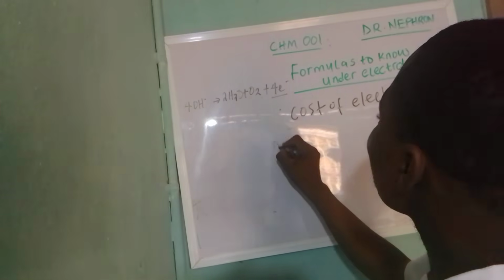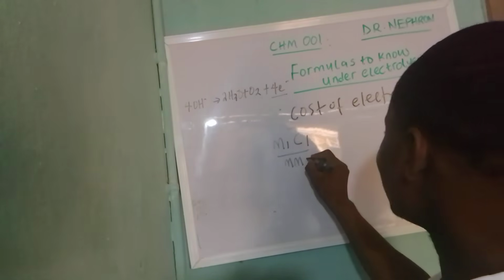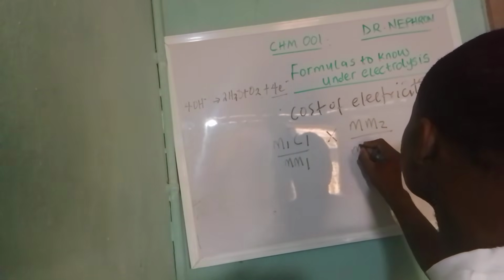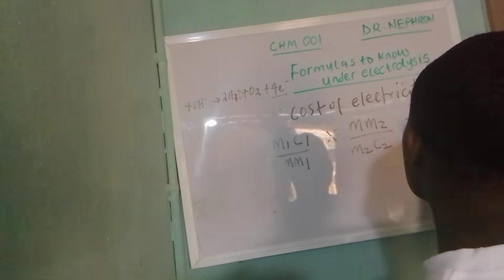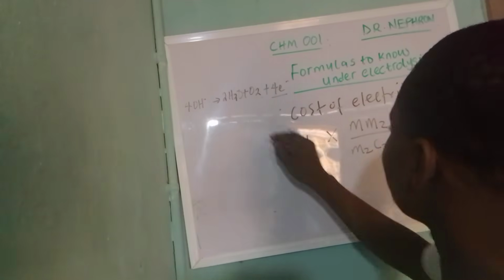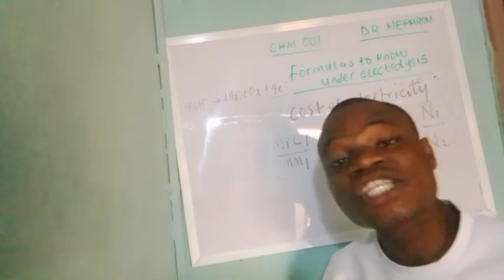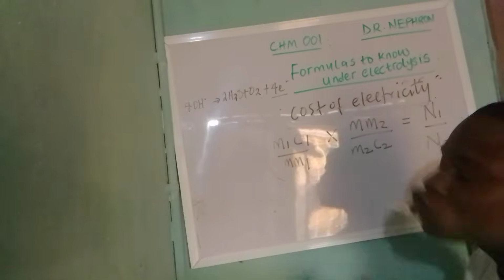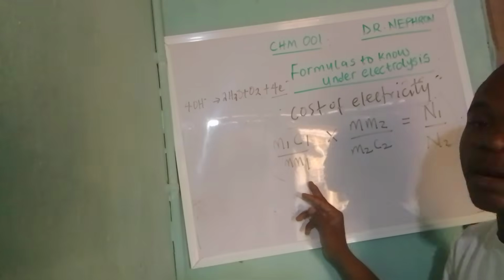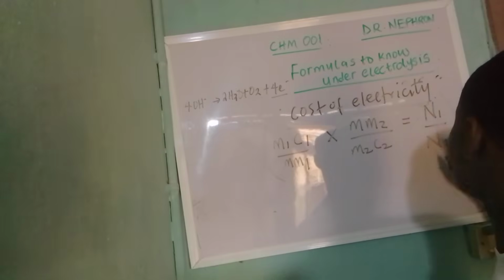That is M1C1 over MM1 multiplied by MM2 over M2C2 equal to capital N1 over capital N2. Just go and know this formula. Anytime they ask you to calculate the cost of electricity, the formula used is M1C1 over MM1 times MM2 divided by M2C2 equal to capital N1 over capital N2.